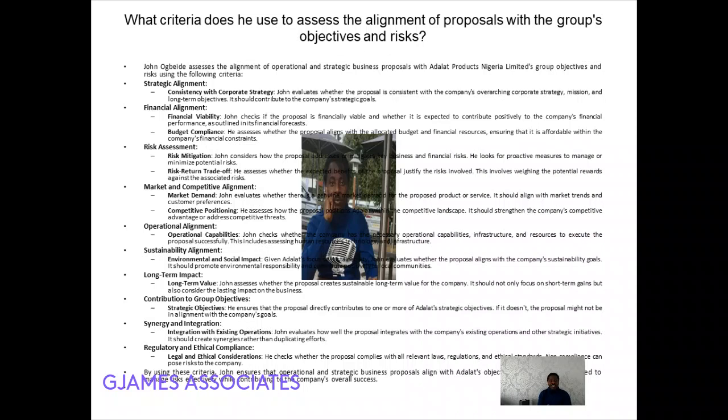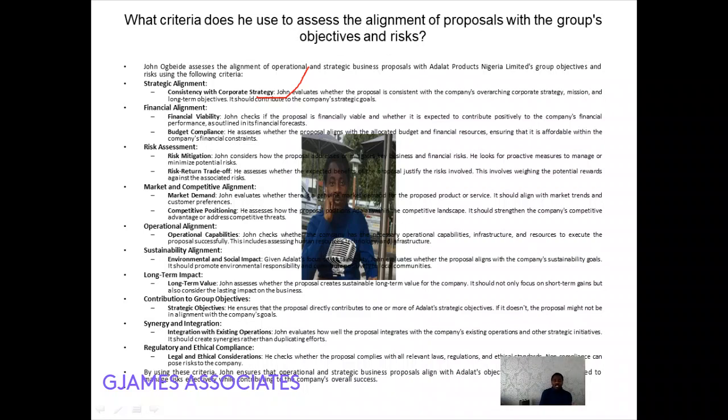Ensure there is a strategic alignment. A strategic alignment will sit well with corporate strategy. It will follow through with the corporate strategy that the organization has in store. This is what I'm talking about.